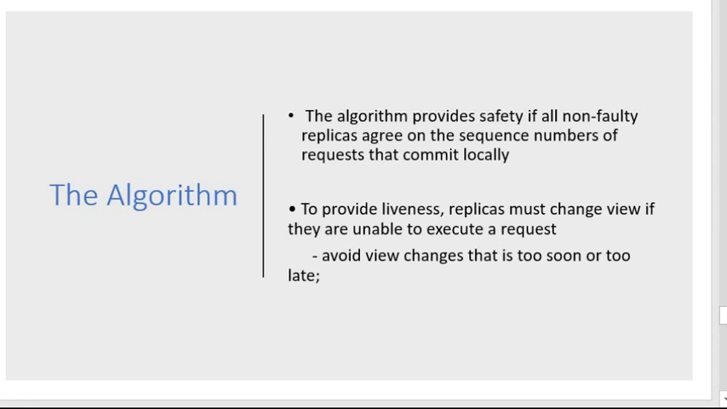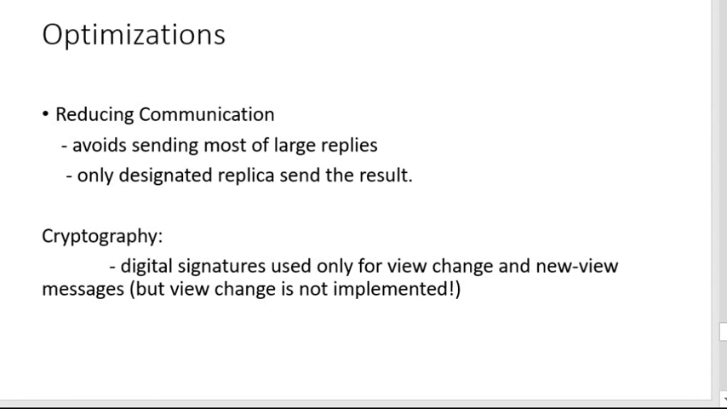Coming to the next slide, optimizations. We use a few optimizations in order to reduce the cost of communication. The first avoids sending most large replies. That means it will not send replies beyond a particular limit. The client request designates a replica to send the result, and only the designated replica will send the result. And cryptography: digital signatures are used only for view change and new view messages.